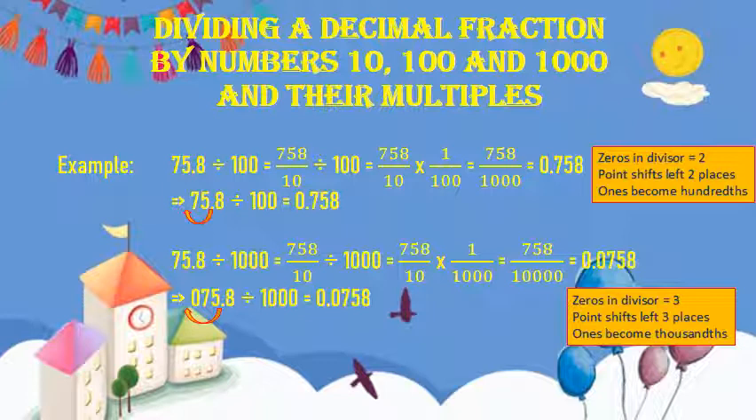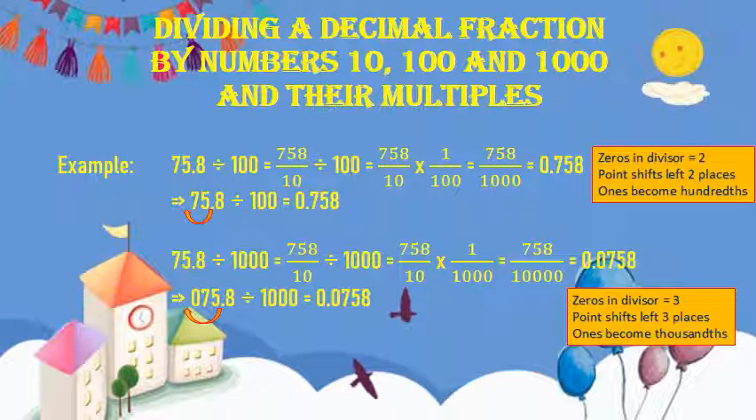In the same way children, when we divide the same decimal fraction 75.8 by 1000, let's see what happens. 75.8 is written as 758 by 10 divided by 1000. Then we will write the reciprocal of 1000. So 758 by 10 multiplied by 1 upon 1000, which is the reciprocal of 1000. And this is equal to 758 by 10,000, right? And now this in turn is equal to 0.0758.